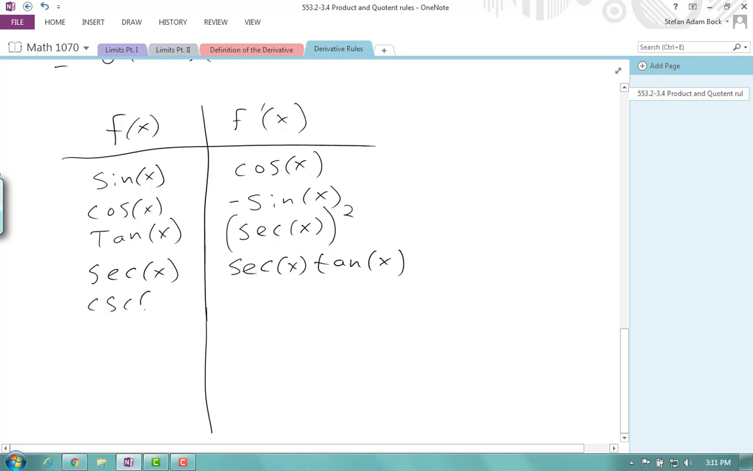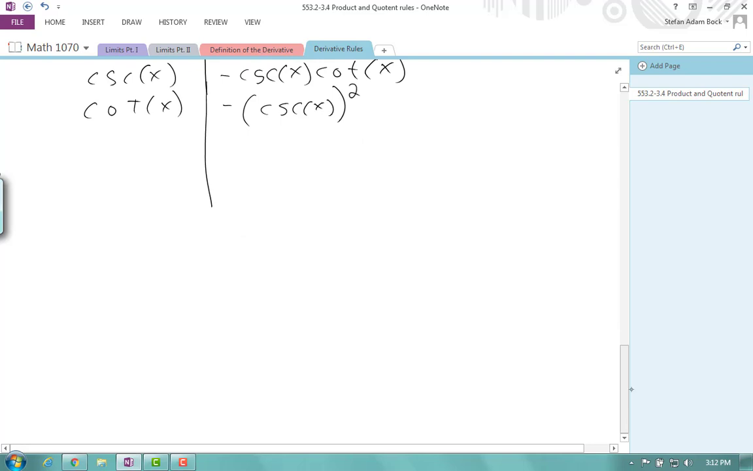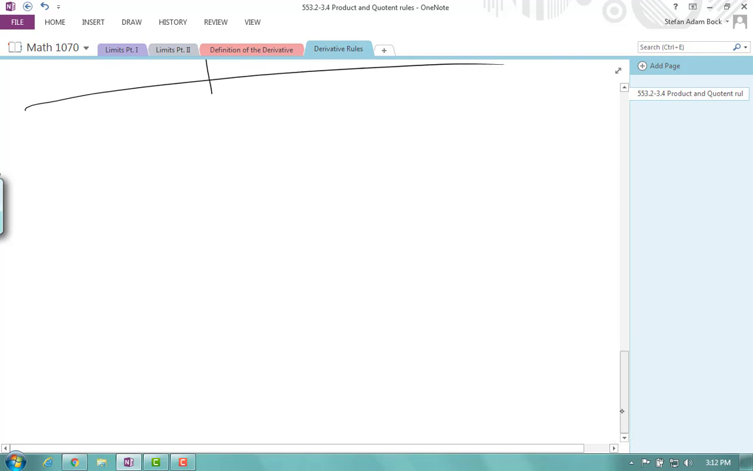If I have a cosecant, then my derivative is negative cosecant times cotangent. And if I have cotangent, then my derivative is negative quantity cosecant of x all squared. The negative is outside of the square for this one. Now, since these limits are included in this section, we can ask you some specific limits for you to solve.